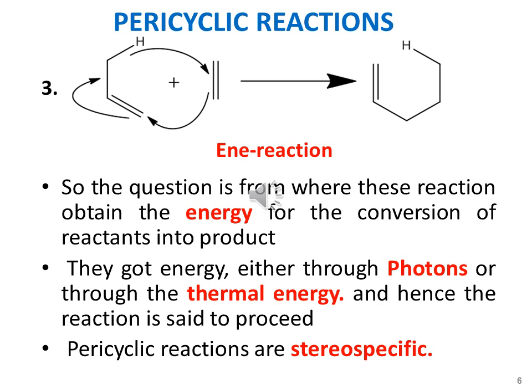One very important question comes up: from where do these reactants obtain the energy for their conversion into the product? The answer is they get the energy either in the form of photons or light, or through thermal energy. So there are two pathways to obtain the energy: one is the photonic or light energy, and the second is the thermal energy. Hence the reaction is said to proceed by obtaining the energy either from the photon or from the thermal energy.